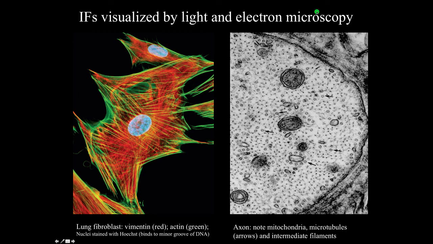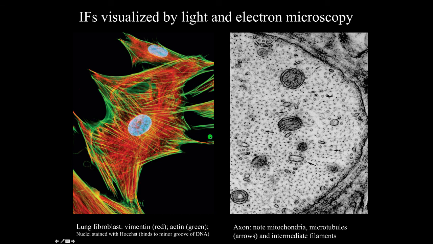Here are intermediate filaments that are visualized by light and electron microscopy. The image on the left is from a lung fibroblast. Vimentin is stained red, actin microfilaments are stained in green, and the nucleus is stained with a stain called Hoechst, which just intercalates into the minor groove of DNA. You don't have to remember that, but you can see the intermediate filaments scattered throughout the cell, and you can see the actin filaments in the cell.